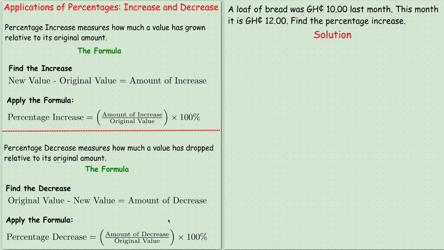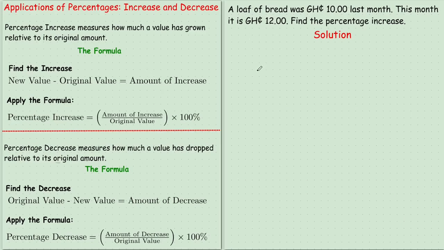Now, with respect to all that we've done, let's look at this question. It says a loaf of bread was 10 cedis last month. This month it is 12 cedis. Find the percentage increase. Find the percentage what? Increase. Now, even if you are not asked to find the percentage increase, you should know it is an increase because the final value we have is 12, that is the new value we have is 12, which is greater than the what? Original value.